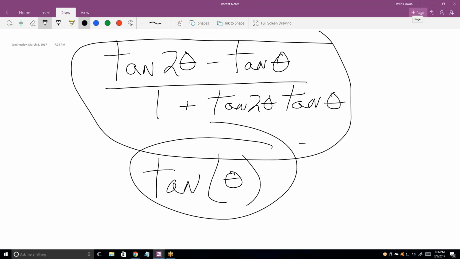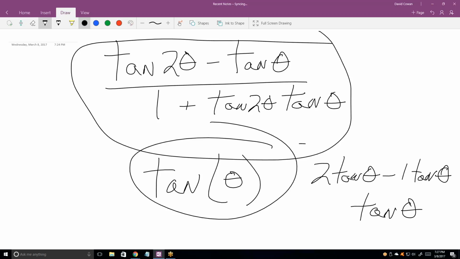So the next one is... Incidentally, the tan of 2 theta minus the tan of theta is not the tan of 1 theta. The numerator itself is not the tan of theta. I can't operate on those two. When I have different arguments, I just have the tan of 2 theta minus the tan of theta. Now, if I had 2 tan of theta minus 1 tan of theta, then I can operate. As long as the angle's the same, that's equal to the tan of theta. Just pointing that out.